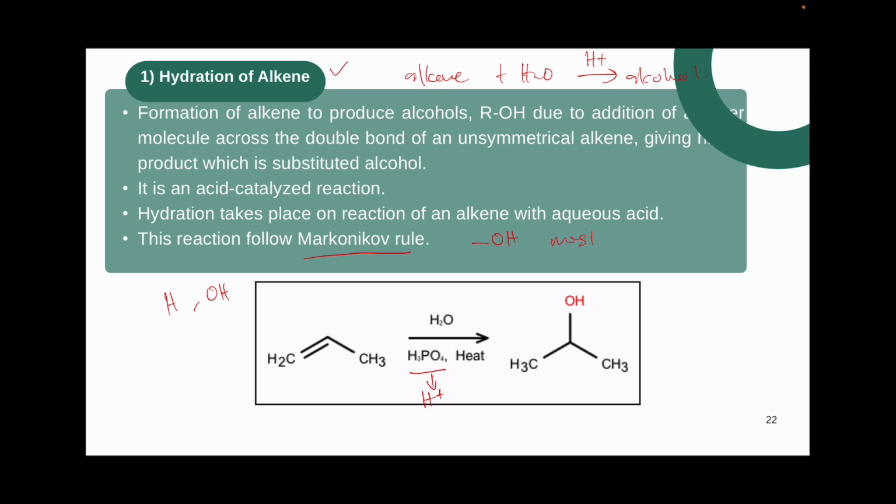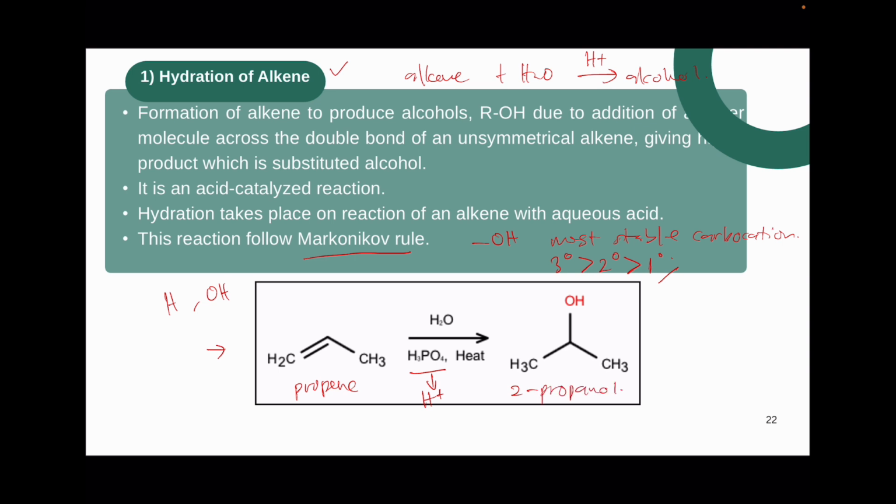carbocation, or most stable carbon. When you compare tertiary, secondary and primary carbon, tertiary carbon is more stable than secondary carbon, and secondary is more stable than primary carbon. So primary carbon is the least stable. For example, when propene reacts with water in the presence of phosphoric acid, it will produce 2-propanol.